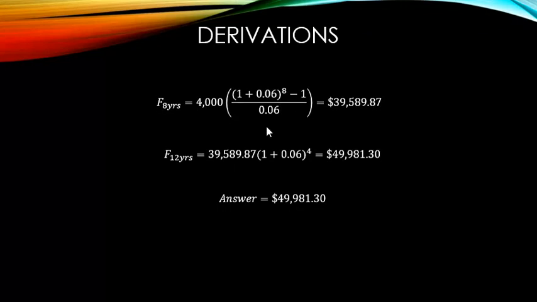To solve for the future value at the end of 12 years, we will use this as our new present value, multiplied by 1 plus 0.06 to our number of years, 4. And that will get us $49,981.30, which is the future value in the savings account at the end of the 12th year, which is our answer.